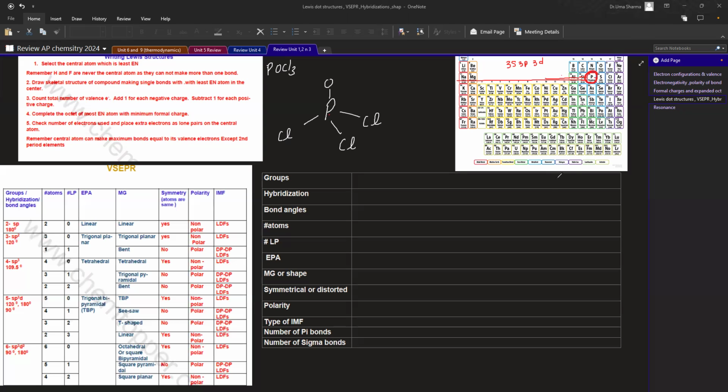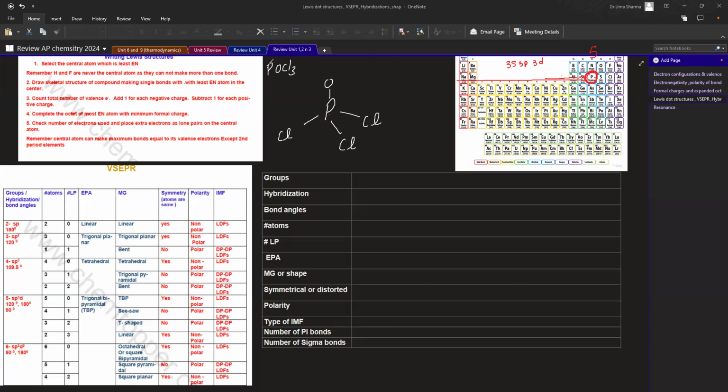How many maximum bonds can P make? Check the group number. Group number is 5. So how many maximum? Isabella, ask your question. What is the question? Afan, you're understanding this? Okay. The question Isabella is asking is, why is it going to be expanded octet?